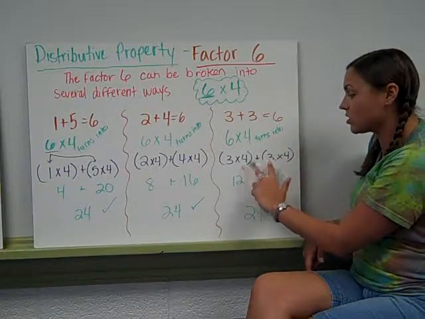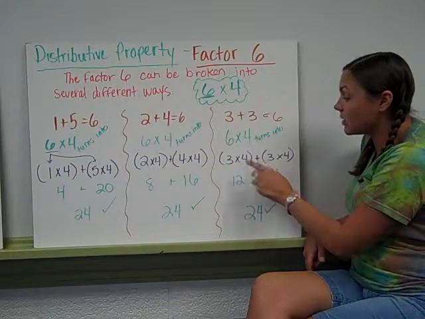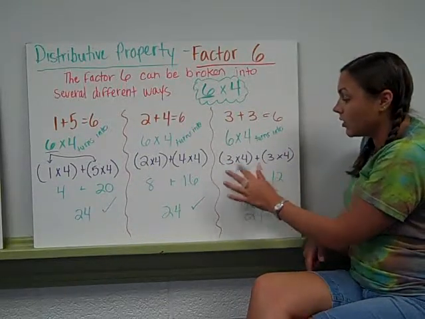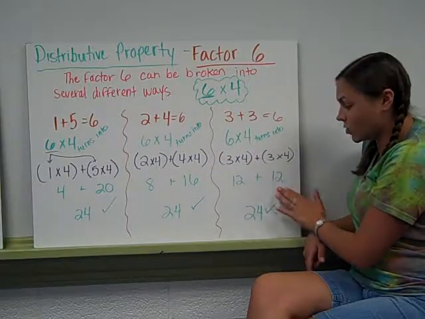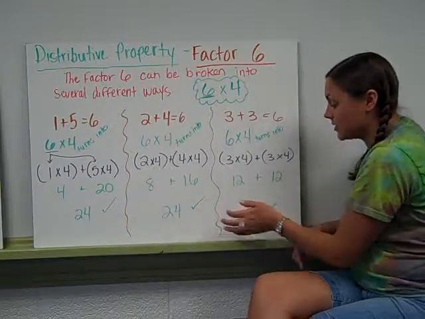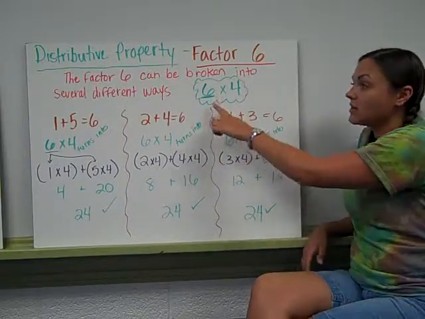And the reason why the 4s are the same here is because the 4 never changed. The 3s are the same because those are how I broke the 6 up. They just happen to be the same. Well, 3 times 4 is 12. 3 times 4 is 12. 12 plus 12 gives me 24. Again, all my products are the same. I just broke my 6 up differently in order to find 6 times 4.